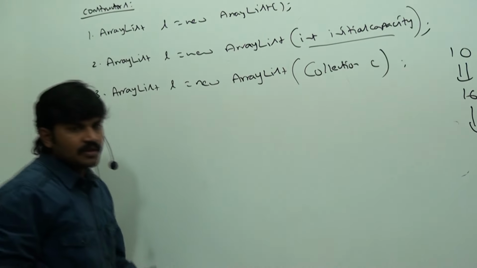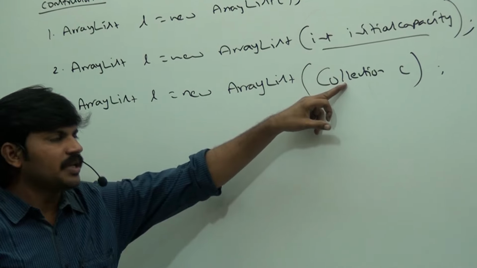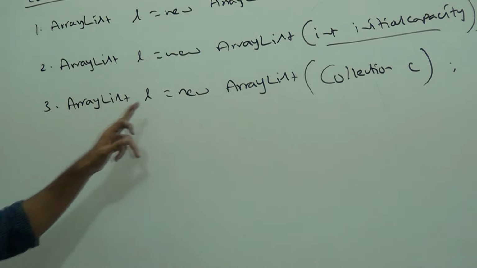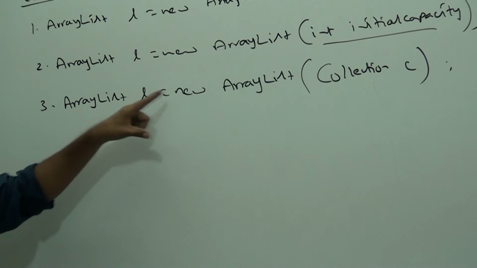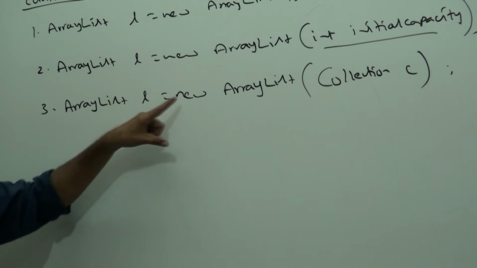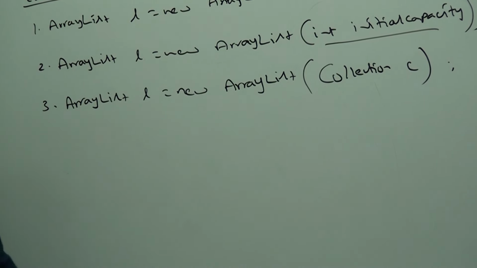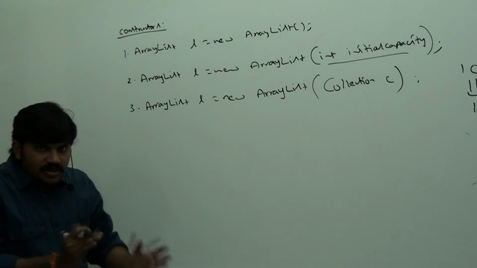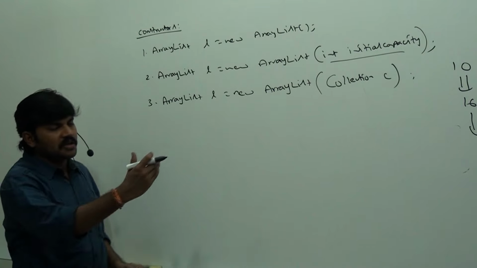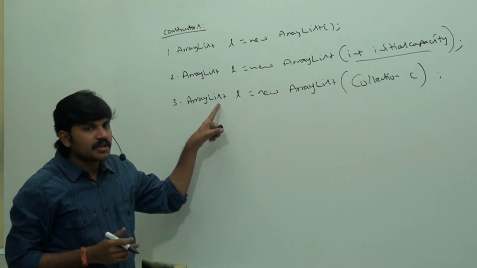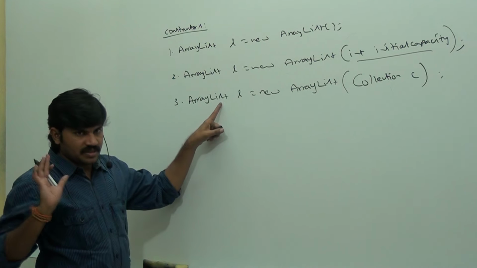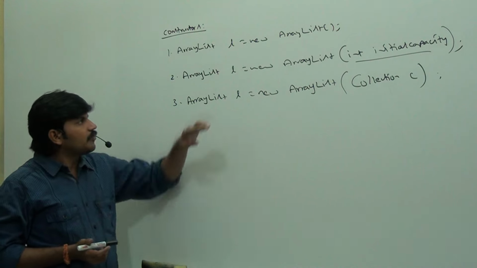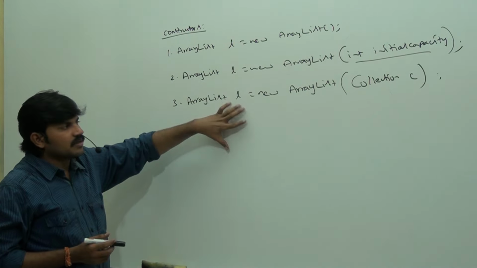Collection c is for any collection object. It may be a linked list, a vector, or a stack. For any collection object, if you want to create an equivalent ArrayList object, then we should go for this constructor. But make sure this type of constructor is meant for inter-conversion between collection objects: linked list to ArrayList, vector to ArrayList, or tree set to ArrayList. Are you getting it? So in total, how many constructors are there in ArrayList? Three important constructors. That's all.